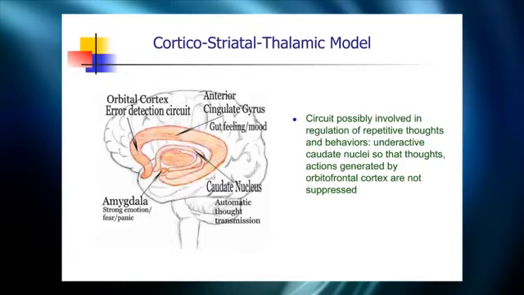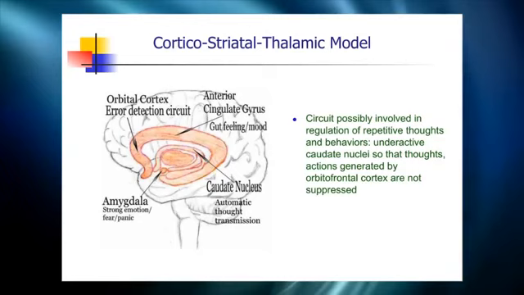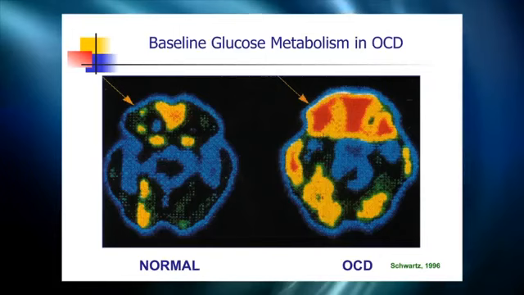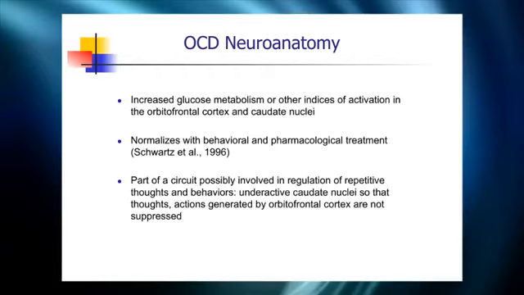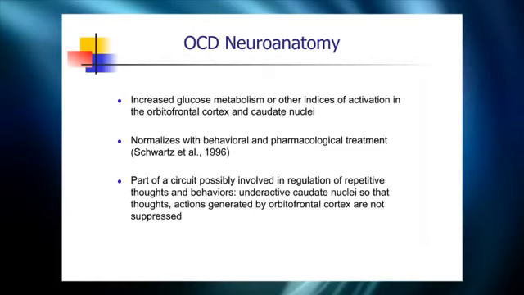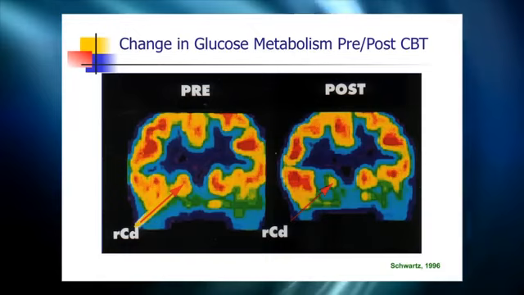Some of the early scanning data implicated the orbital frontal cortex and the caudate nucleus in OCD. As you can see from this slide, there are much higher levels of activity in the orbital frontal cortex of the brain. And interestingly, this is from a study by Jeff Schwartz published in 1996, who demonstrated that treatment with behavior therapy or cognitive behavior therapy actually led to a normalization of brain functioning, as shown by these PET scans pre and post treatment, which was very exciting. So both behavior therapy and medication have been shown to actually normalize brain functioning in children.